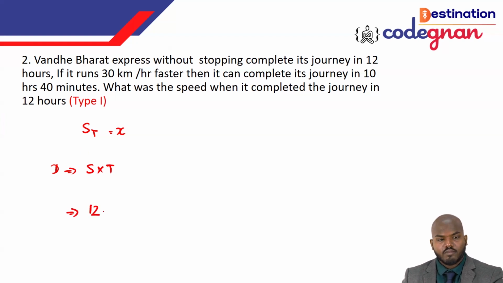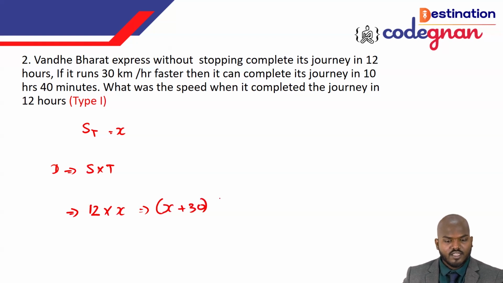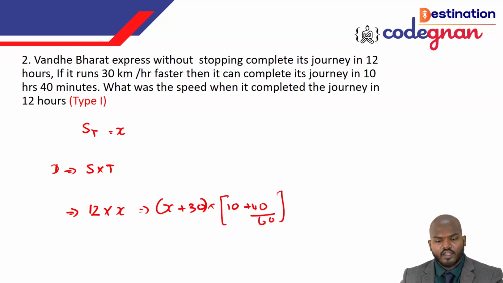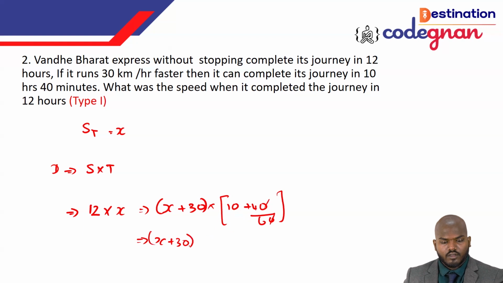The time is 12 hours, and the speed of the train I don't know, so I can call it x on that side, and on the other side, you see this one, 30 km extra, that is x plus 30, increasing here, and the time is 10 hours 40 minutes, which you can write as 10 plus 40 over 60. If you cancel this, it will give you 64 by 6, which is 32 by 3, what we will get here.